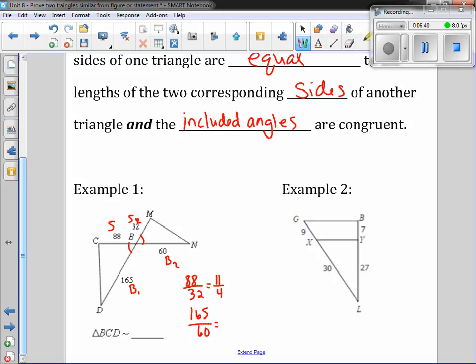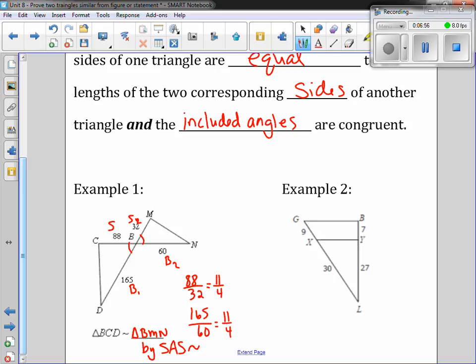And the second one simplifies to 11/4. So therefore triangle BCD is similar to triangle BMN by side angle side similarity.